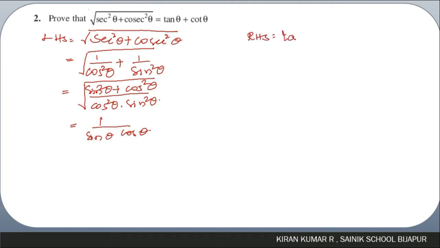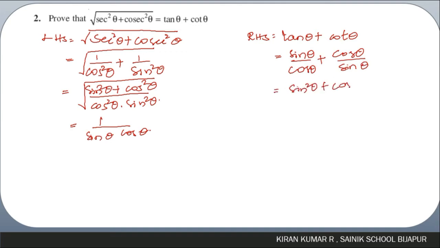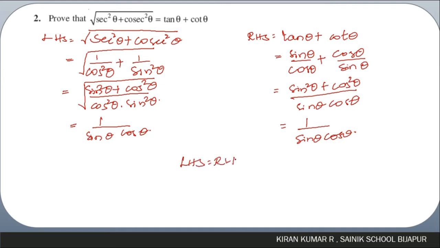We have tan theta plus cot theta. This tan theta can be written as sine theta upon cos theta, and here we have cos theta upon sine theta. On taking the LCM we get again sine square theta plus cos square theta divided by sine theta cos theta. We know that sine square theta plus cos square theta is 1, so 1 upon sine theta cos theta. Observe here, we have left hand side and the right hand side equal, hence we have proved it.